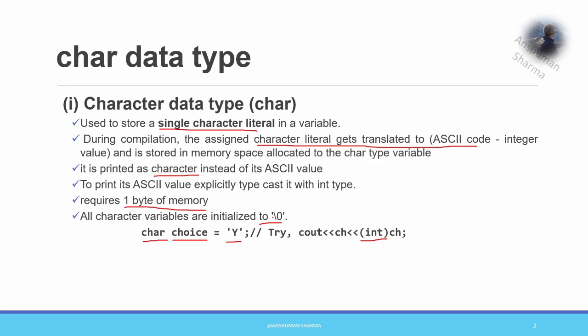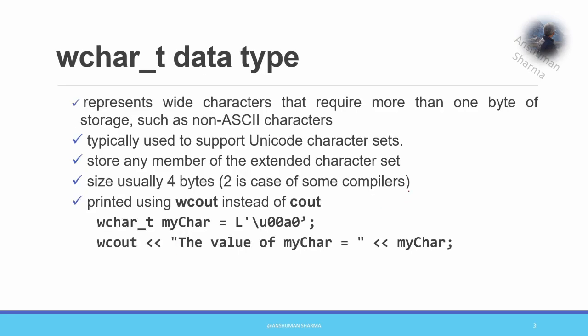If you try to print this character without initializing it with any value, then it will get printed as something like a blank space, you can try. So next is the wchar_t data type. Now we have discussed that in order to declare wchar_t type literals, we prefix that particular literal with the letter L.